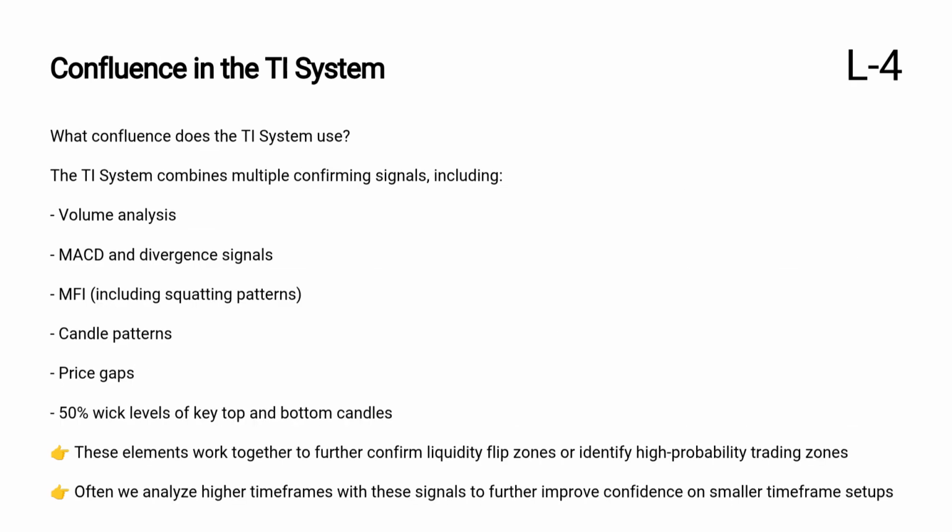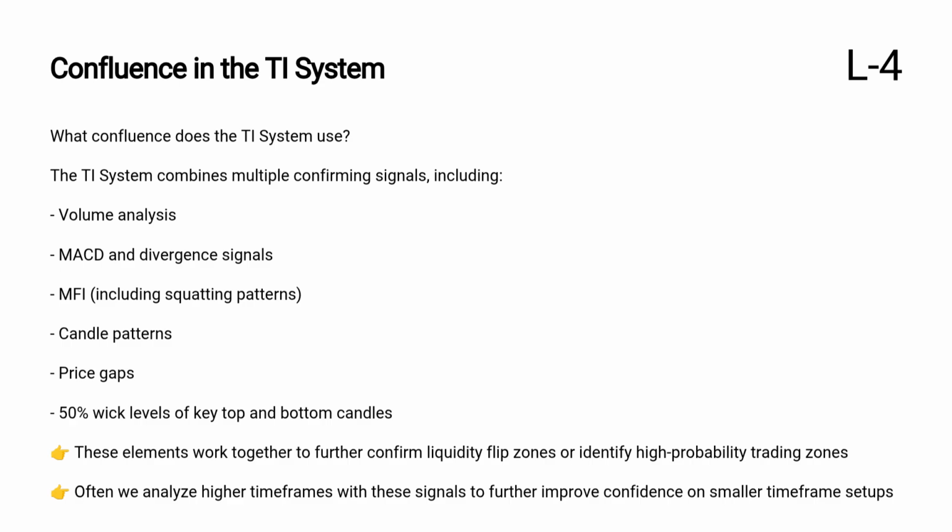The TI system isn't just about Fibonacci. We stack it with volume analysis. Is the big money actually moving? MACD and divergence. Is momentum fading? MFI and squatting patterns. Are we seeing a struggle at the peak? Candle patterns. Are the candles themselves showing exhaustion?